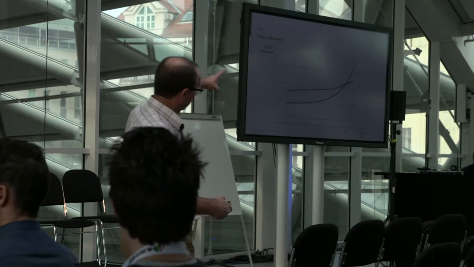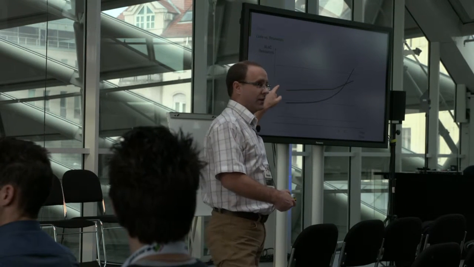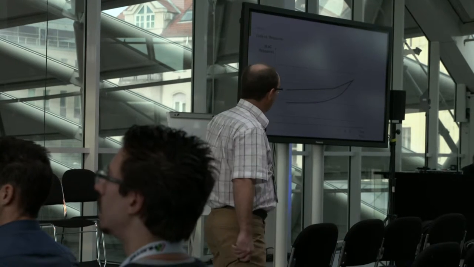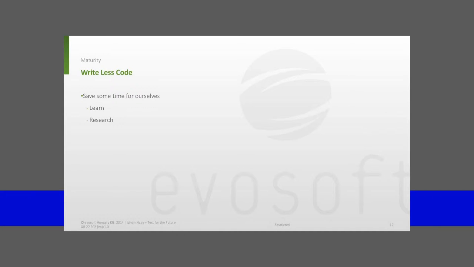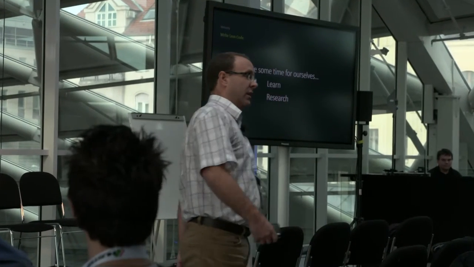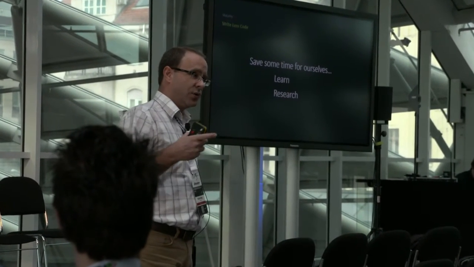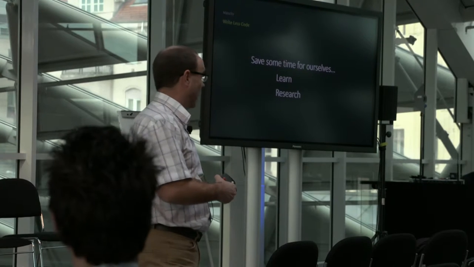We increased the green curve. What if we decrease the other one? We die later. So what if we write less code? Simply write less code. That means write less test code. You don't need so much maintenance. It doesn't mean you write less features, but you can write them smartly.